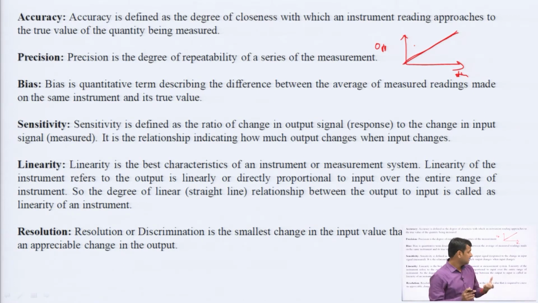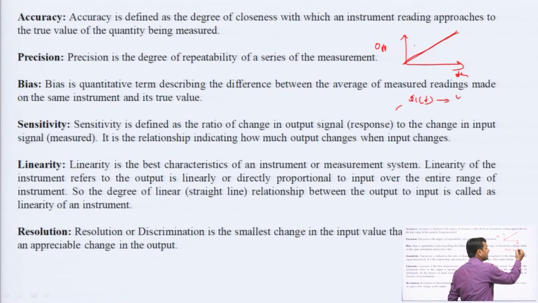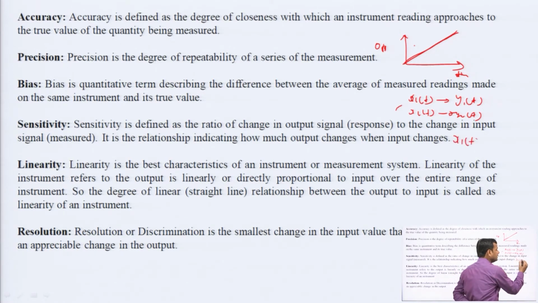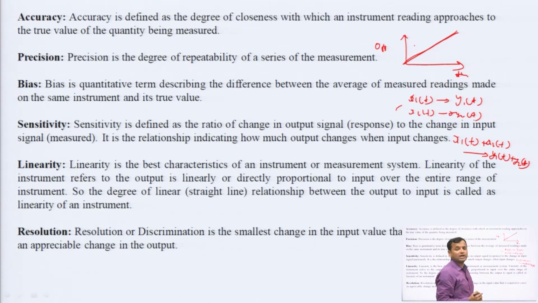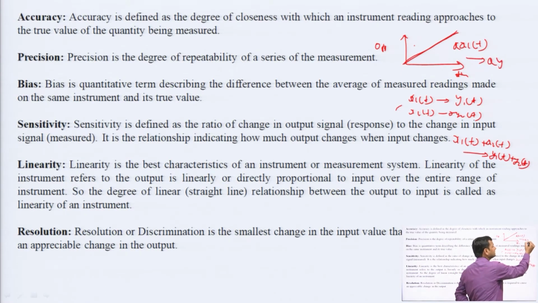What is homogeneity and what is superposition? If I have input x1(t) and output y1(t), input x2(t) and output y2(t), and if I apply input x1(t) plus x2(t), then I should have output y1(t) plus y2(t). This property is known as superposition. And when the input is multiplied by a certain constant and the output is also multiplied by the same constant, it is known as homogeneity.